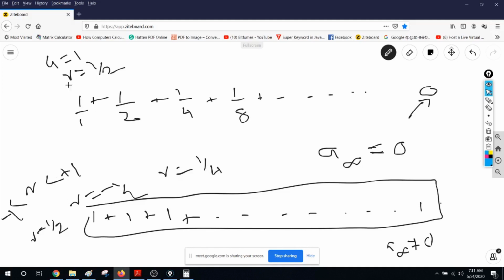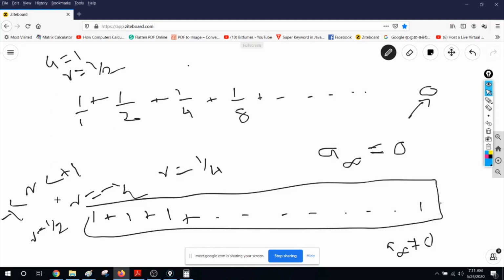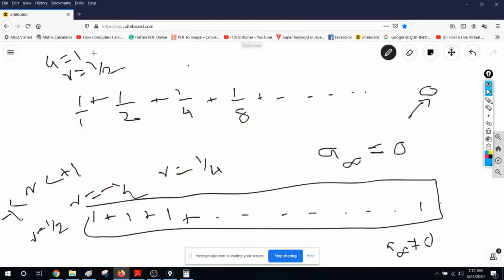So what I took is something like this, where a equals 1, r equals half. Therefore 1, half, half into half is 1 upon 4, 1 upon 4 into half is 1 upon 8, etc. Now in this kind of situation, I showed you using the calculator that when I keep adding, it is getting closer and closer to 2, but it is never going to be more than 2. So this is exactly the scenario where I can use this formula, because it's a geometric series where r is between minus 1 and plus 1. Obviously, our r is half.